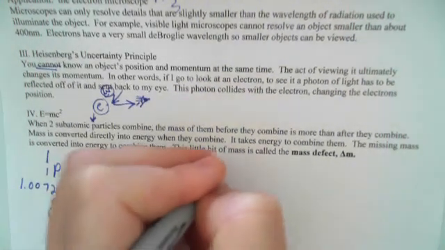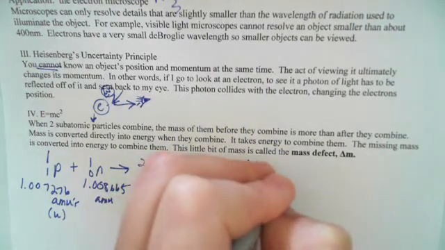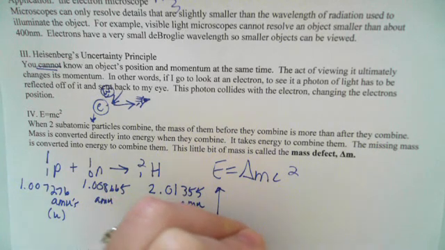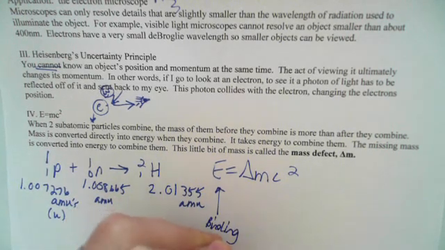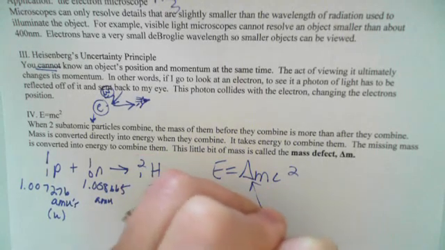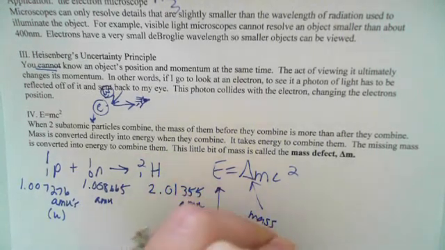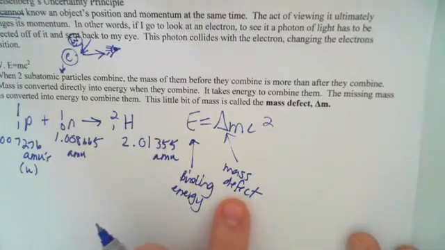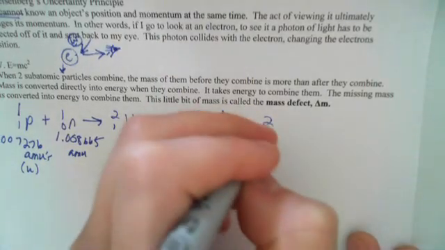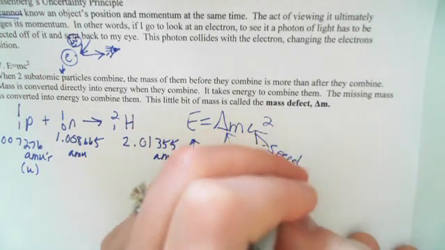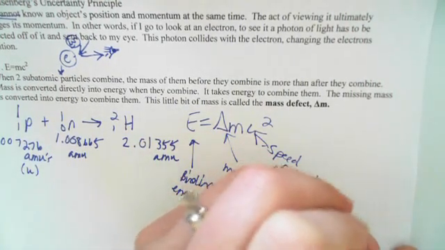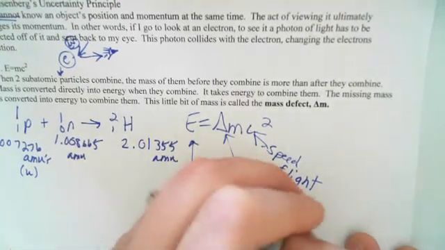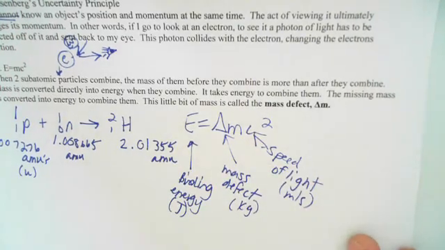Okay? So E equals mc squared should really be written like this. And this is the binding energy, the energy it takes to bind them together. This is the mass defect. This is the amount of mass that was converted directly into energy in order to combine them. And this is the speed of light. Okay, this is in kilograms. This is in joules. This is in meters per second. Okay.